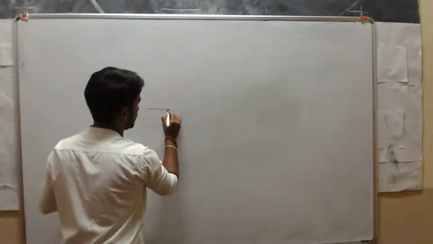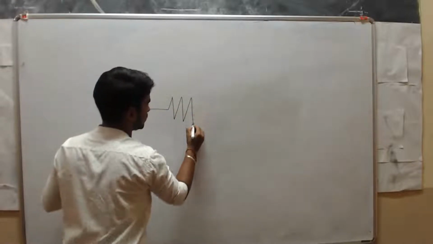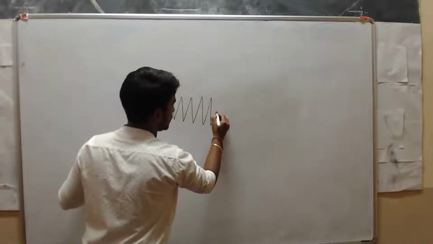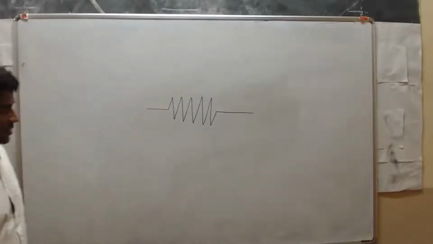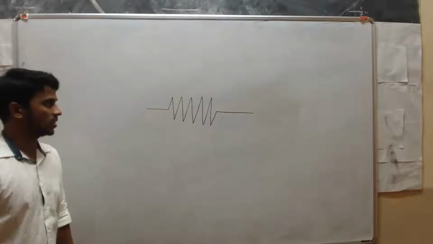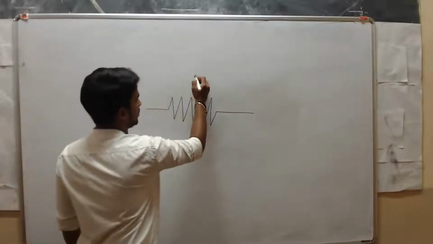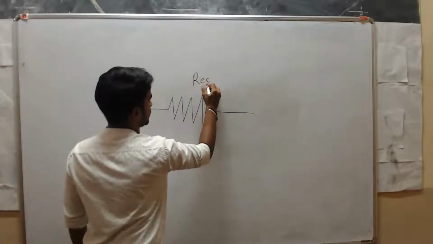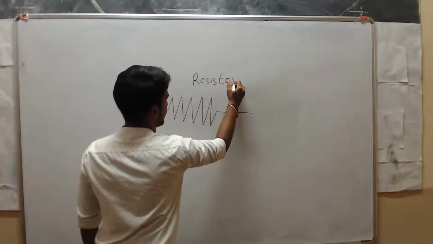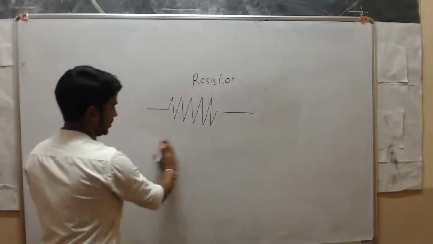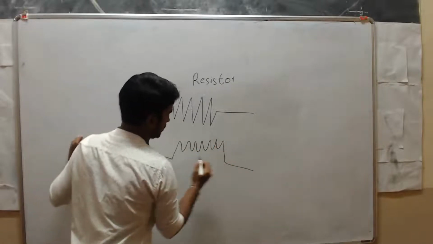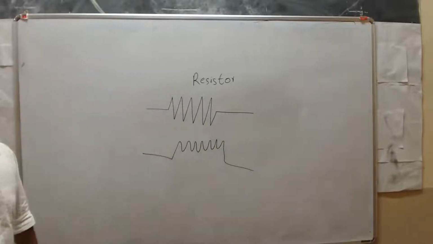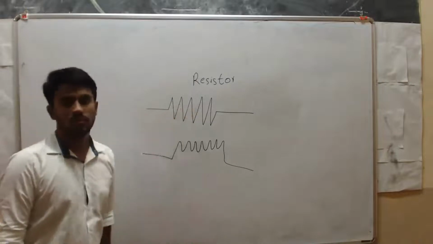Resistor. This is the symbol of resistor. We'll discuss later what a resistor is and everything. This is the symbol of resistor. See, while drawing, some of you will draw like this. This is wrong. You have to draw like this only.